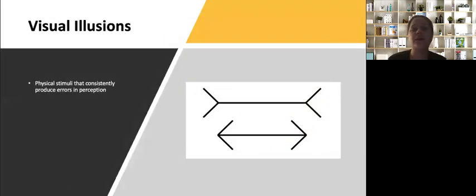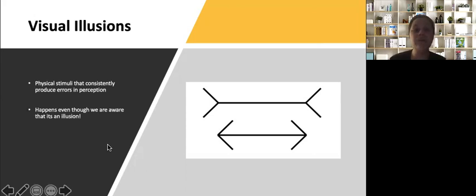Another interesting phenomenon we see with vision occurs with visual illusions. These are physical stimuli that consistently produce errors in our perception. And we make these mistakes or errors even if we are aware that it is in fact an illusion. To the right, you see an image of a Müller-Lyer illusion.